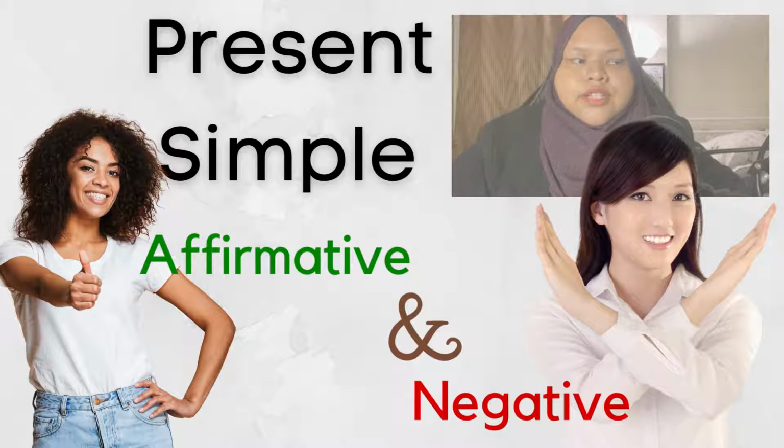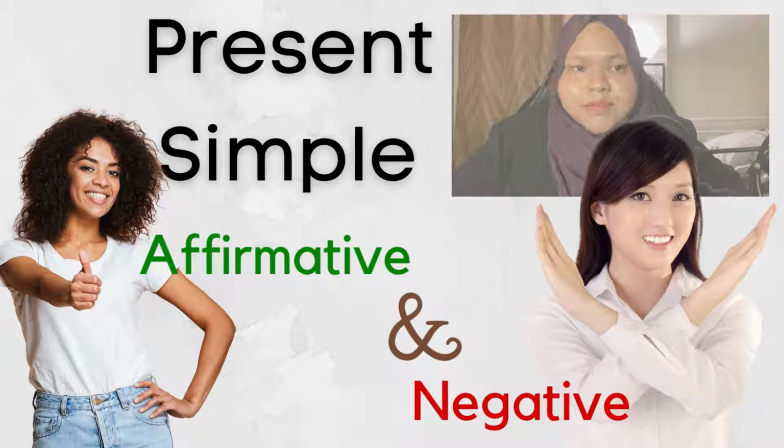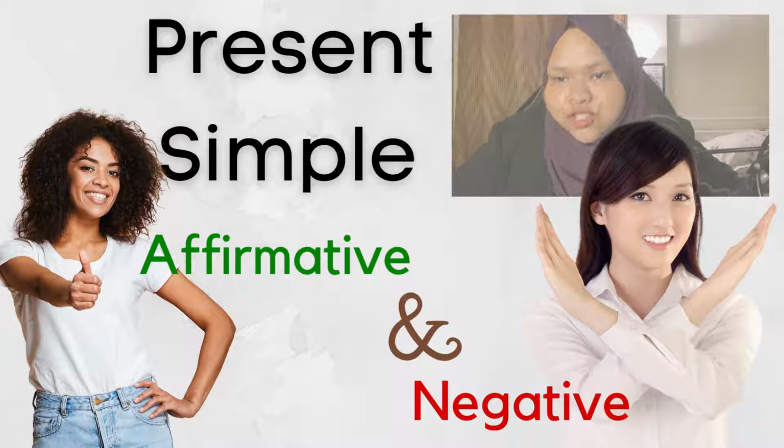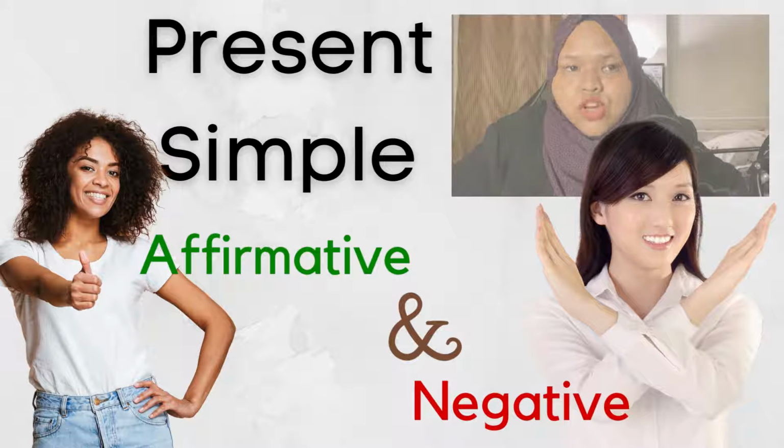Grammar. Present simple is used when you want to talk about something that is happening, sesuatu yang sedang berlaku, and then something that is repeating, berulang-ulang, and then the last one, normally use this for a fact, fakta, something that doesn't change, right? So in this case, we are going to focus on two types of present simple.